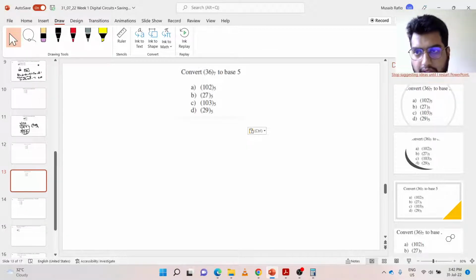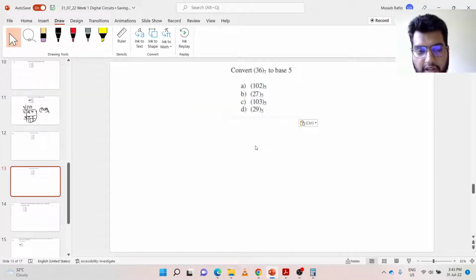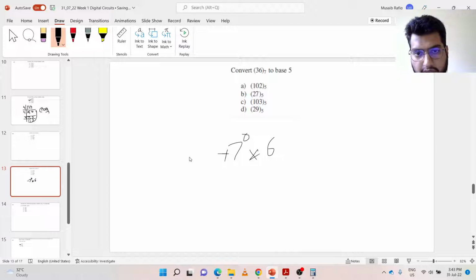So we have this number 36 to the base 7 and we have to convert it into the number system base 5. So what we will do here is first convert this 36 into base 10, that is the decimal number system. So we do 7 raised to power 0 multiplied by 6 plus 7 raised to power 1 multiplied by 3. So our number in decimal system would be 21 plus 6, that is 27.